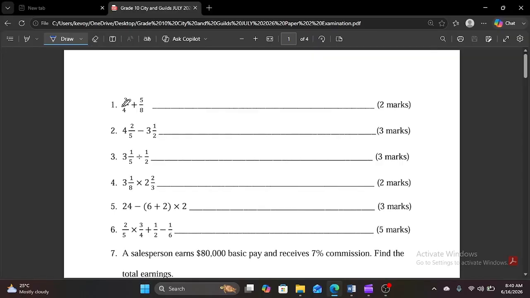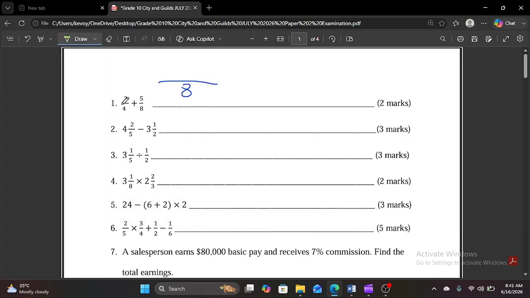Let's add these fractions. When adding fractions, the first thing you want to do is find the lowest common denominator. The lowest common denominator between 4 and 8 is going to be 8. Why? Because if you multiply any number by 4 and any number by 8, the first number that will be common between the results is going to be 8.